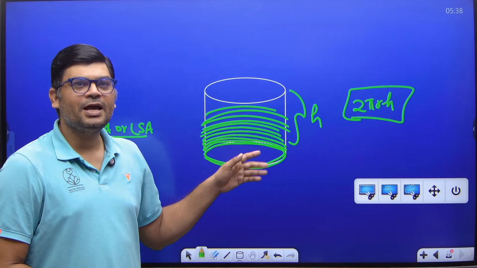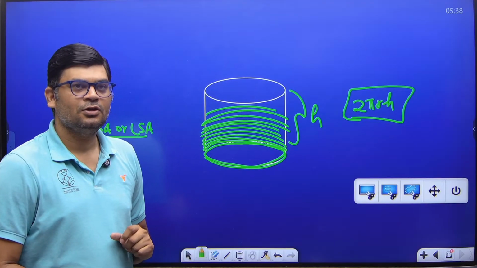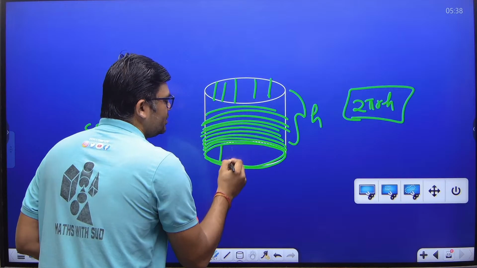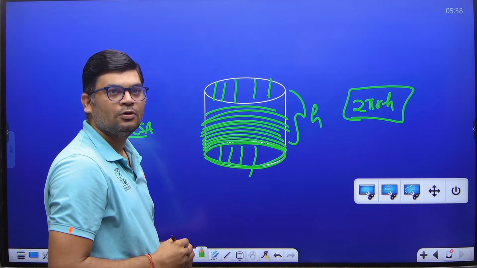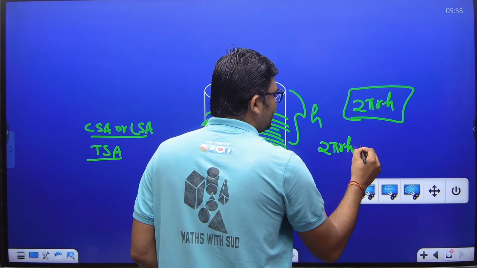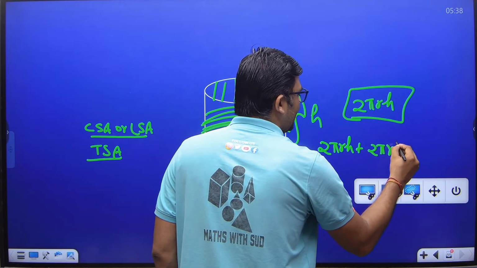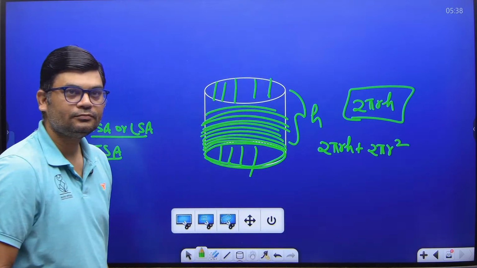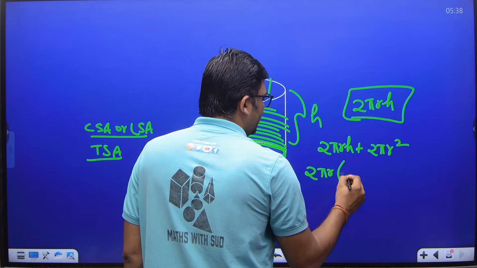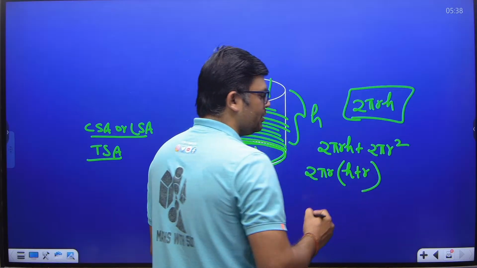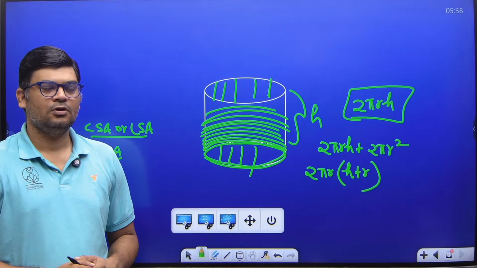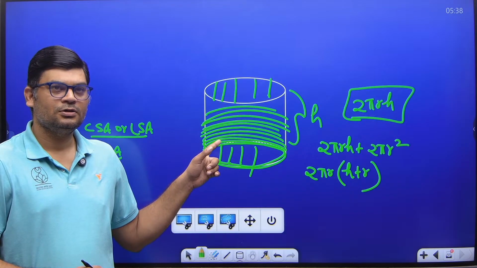Now suppose somebody asks what is the total surface area. For total surface area you have one circle above and one circle below. So the formula will be 2 pi r h plus 2 pi r square. You can take 2 pi r common, and in the bracket you will have h plus r. Alright, this is for cylinder.